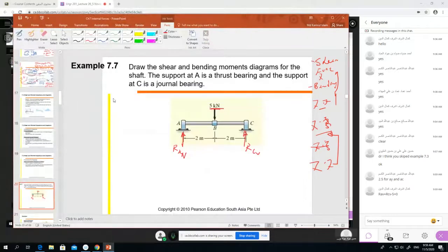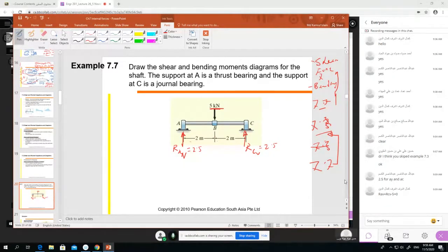Very simple. You can know this without any calculation, right? It is 5 kilonewton and it is in the middle, so this support will take half of it and this one will take half of it. Easy. But if you say you don't understand, then as an example, Ashraf here, RAV, RCV in 5.